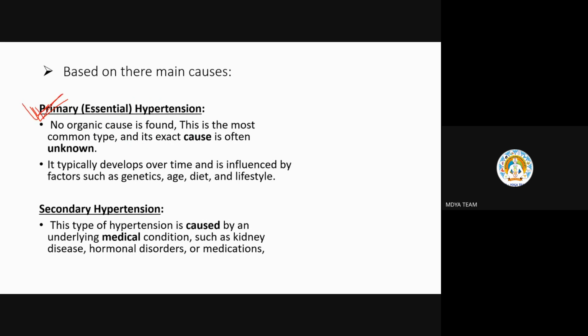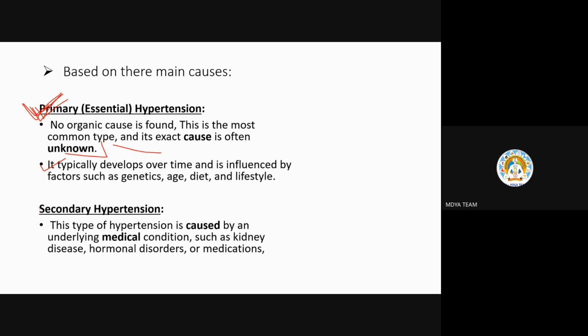Usually we can't know what is causing this. No organic cause is found, which means no disease and so on is there. Nothing will be found to tell us the reason why it is happening. This is the most common type, and its exact cause is often unknown. It typically develops over time and is influenced by factors such as genetics, age, diet, or lifestyle. But still, the exact cause is unknown. You have to learn that the cause of primary essential hypertension is unknown.